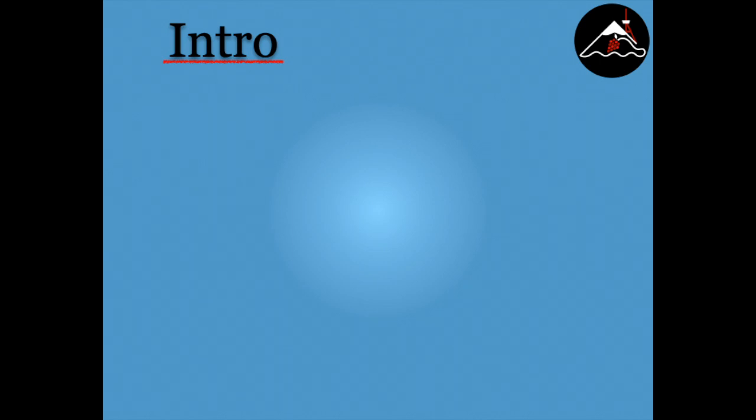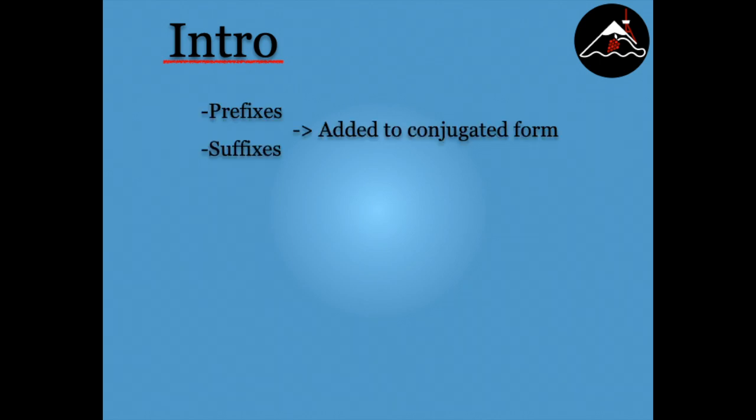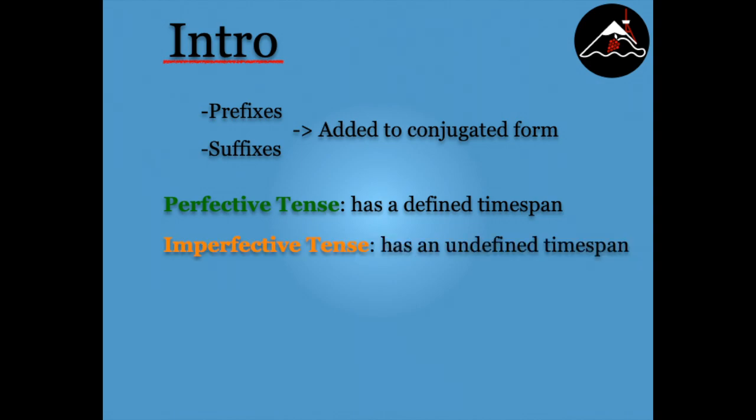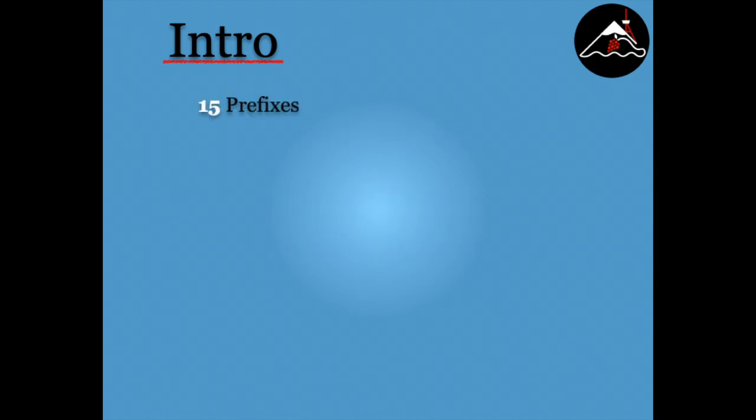Most tenses in Georgian are formed with prefixes and suffixes which are added to the conjugated forms of the verb. Perfective tenses, which are tenses which deal with definitive times, use prefixes, and imperfective tenses, tenses which deal with a general time span, do not use prefixes. There are 15 prefixes in Georgian. This may seem like a lot, but each one has its own meaning, which will be discussed more thoroughly in a later video. But let's go over a few of the most common ones.